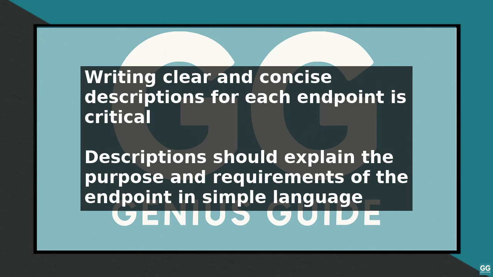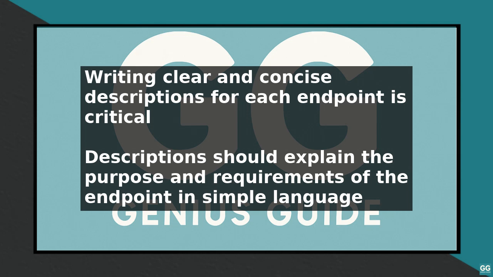Code examples are an essential component of any API documentation. They provide a concrete illustration of how to use the API, making it easier for developers to understand and implement the API. The code examples should be accurate, up-to-date, and relevant to the specific use case.